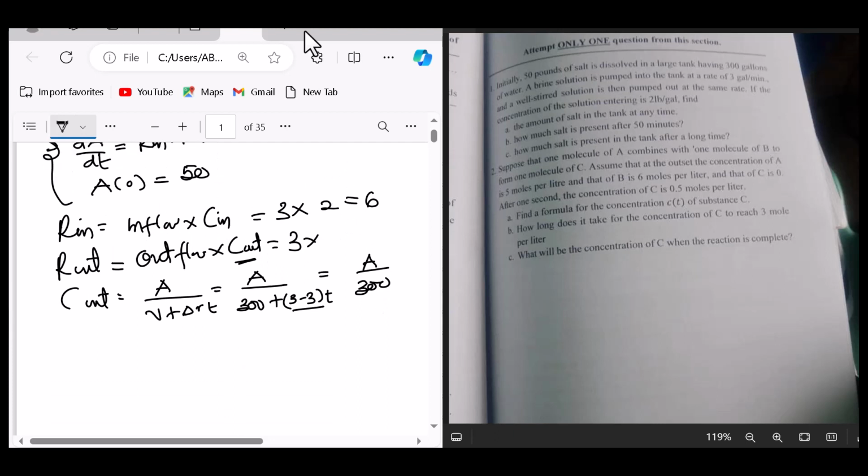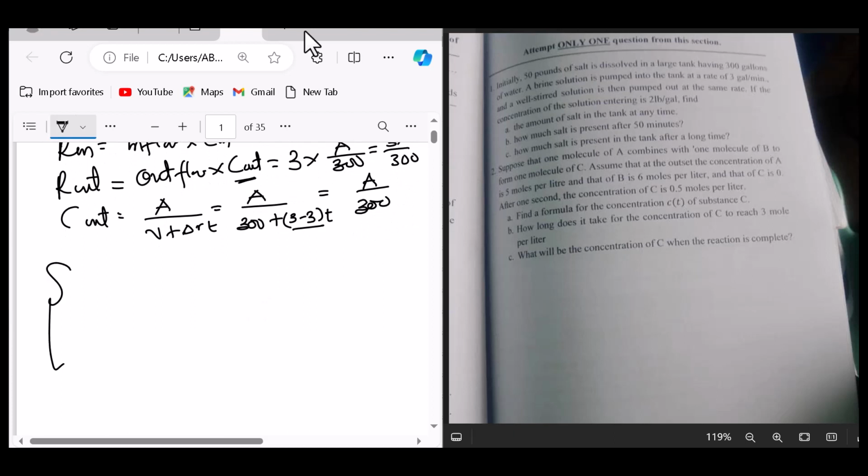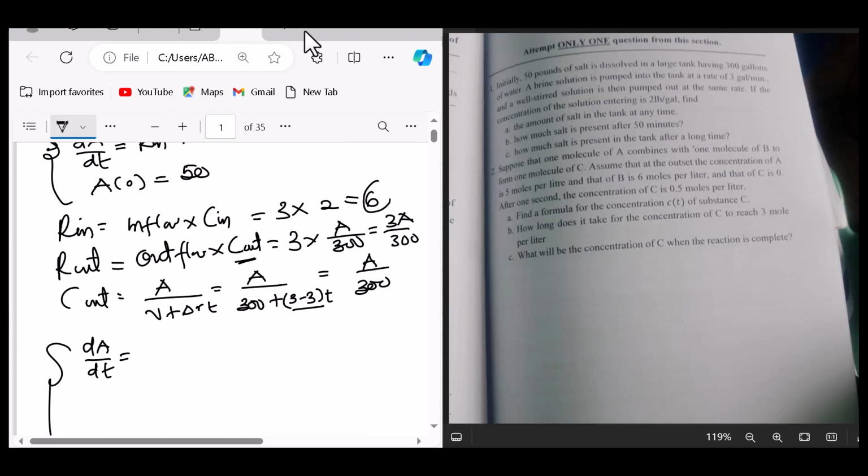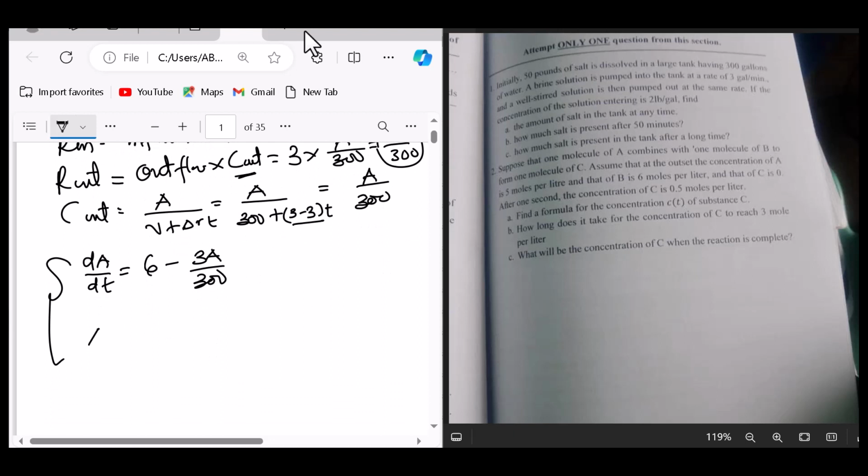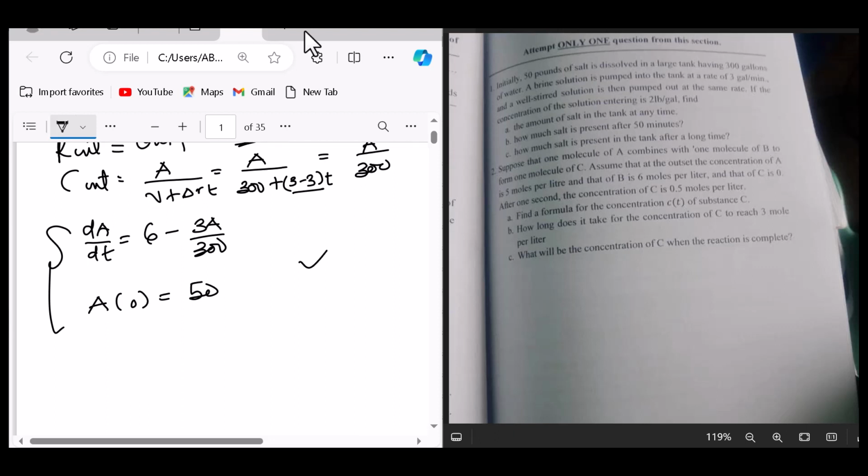Now this will imply that C out is A all over 300, and so R out is just 3A over 300. So right now I can formally write our IVP to be dA/dt equal to R in, 6, minus the R out, this 3A all over 300, and then our A of 0 is equal to 50. So you get some marks for that, so take note if you do this ODE.